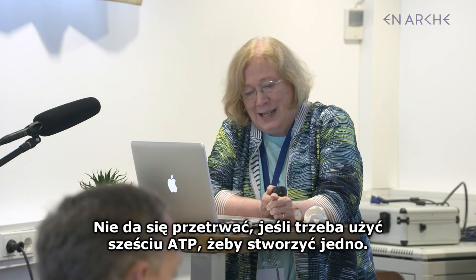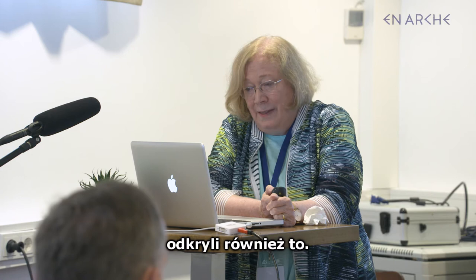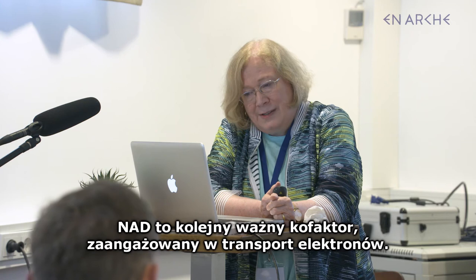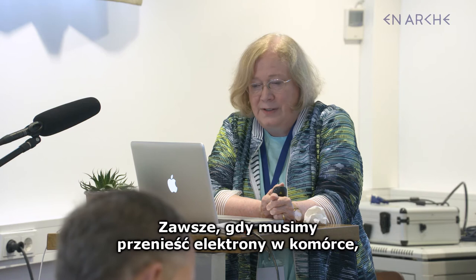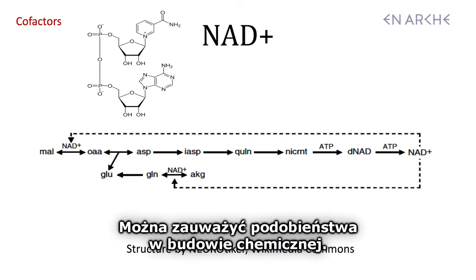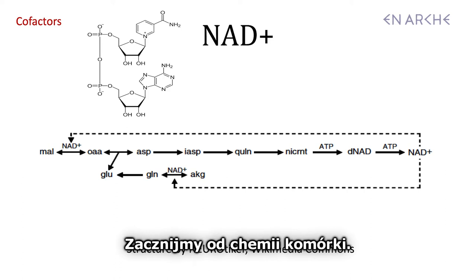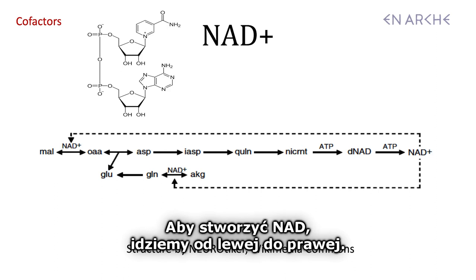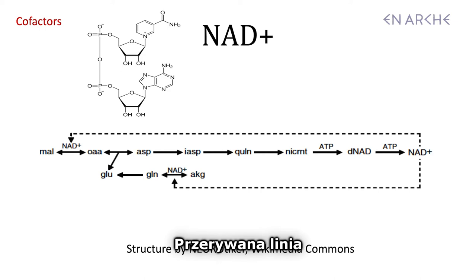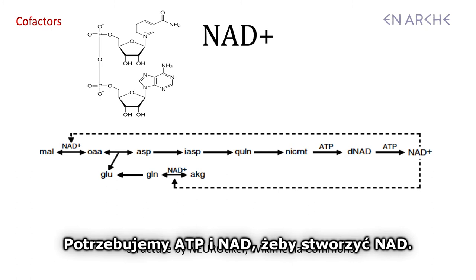But it gets even more interesting. They discovered this. NAD is another important cofactor. It's involved in electron transport. So anytime you need to move electrons in the cell, NAD is the guy you go to. And it has a certain chemical structure similarity. Starting early in the chemistry of the cell, with malate, to make NAD, you go from left to right. Where you see the dotted line, that shows you where you require NAD to make NAD. Well, you also need ATP. You need ATP and NAD to make NAD.